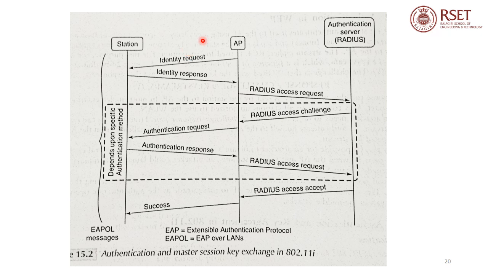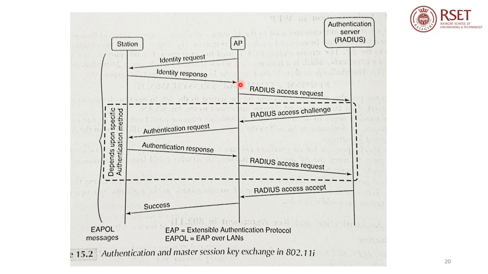Here we have the three components: the wireless station, the access point, and the authentication server or the RADIUS server. When a station wants to authenticate itself to an access point, first the station will request authentication, and the AP will request the identification data of the station. That is the first step: an identity request is submitted to the station. The station will respond with its unique ID. It can be any value which is unique to the station.